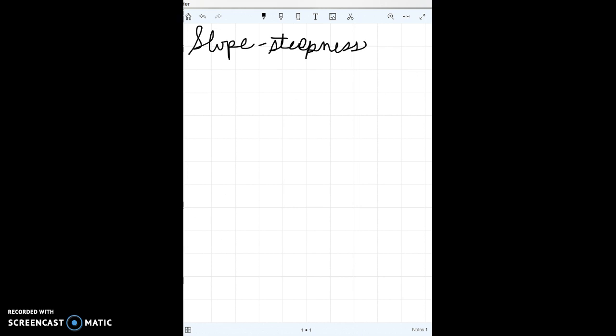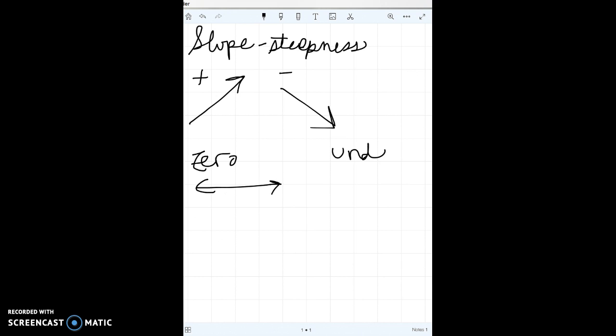There are four types of slope. There's positive, that's when your line rises. There's negative, that's when your line falls. There's zero, that's whenever your line is horizontal. And there's undefined, and that is when your line is vertical.